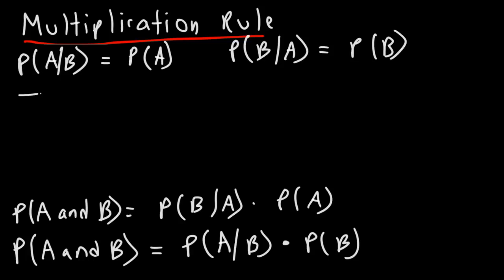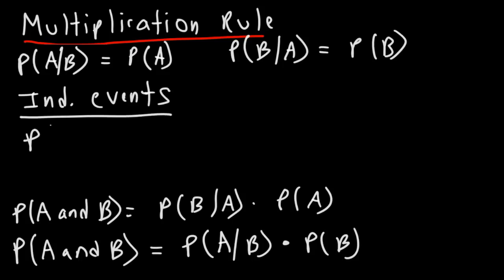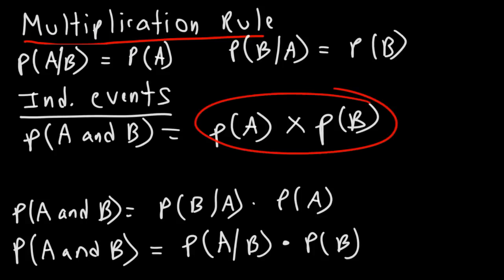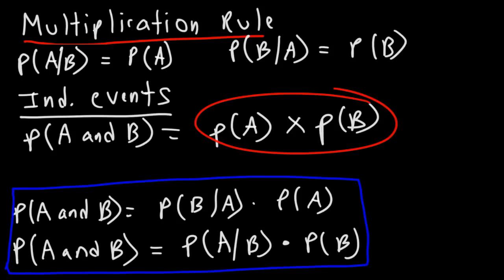So when dealing with independent events, we get this equation. The probability of A and B occurring is simply the probability of A times, not plus, but times the probability of event B occurring, if the events are independent. If not, then you can get one of these equations, depending on what you're given.